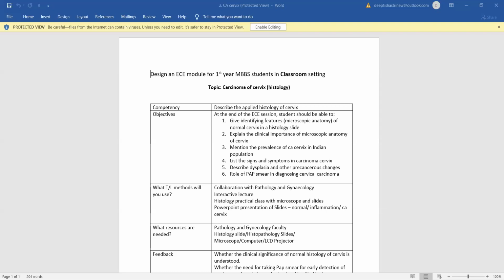Because if you do it en masse with 150, the students are not going to benefit at all. If you take varicose veins, there will be only one or two odd patients, and all 150 will not get a chance to see the varicosity in the patient.